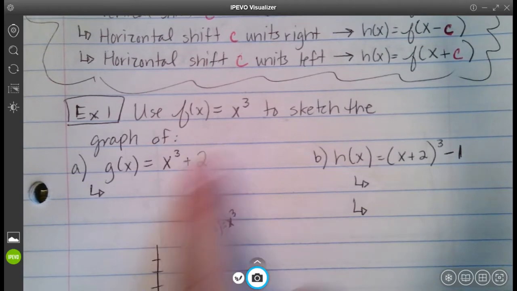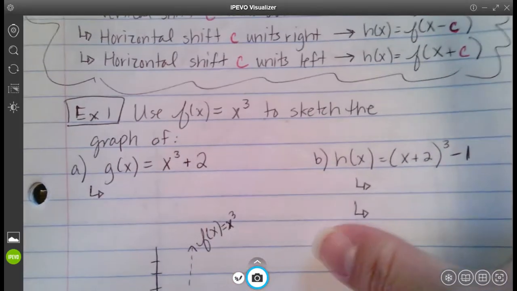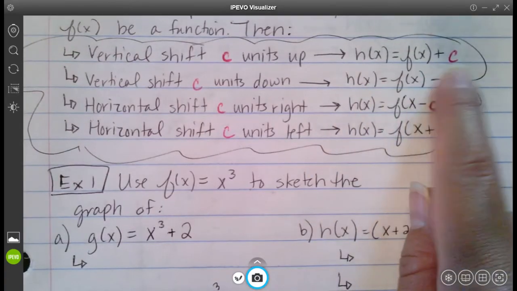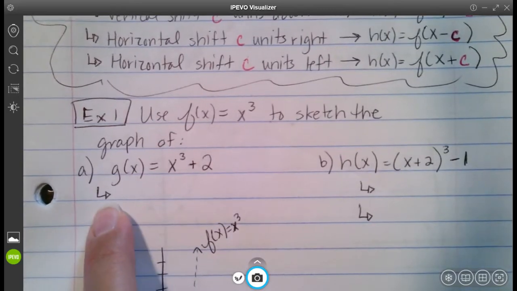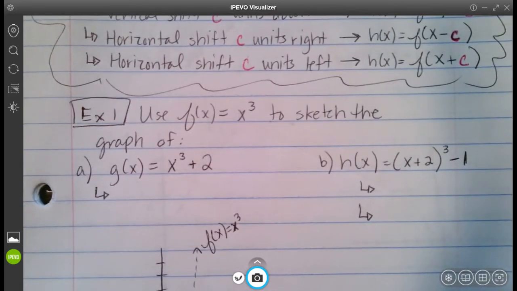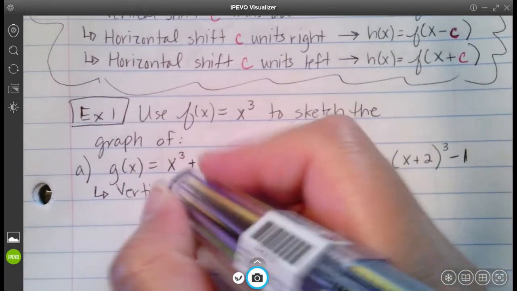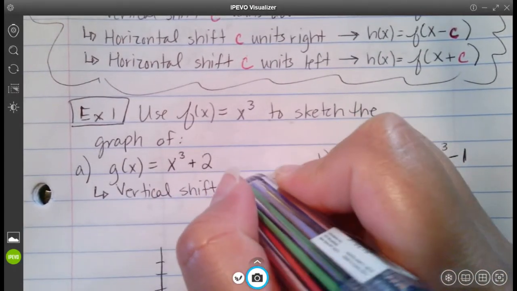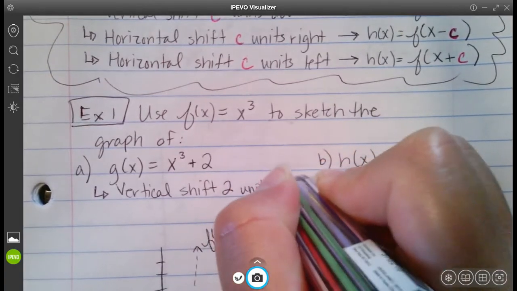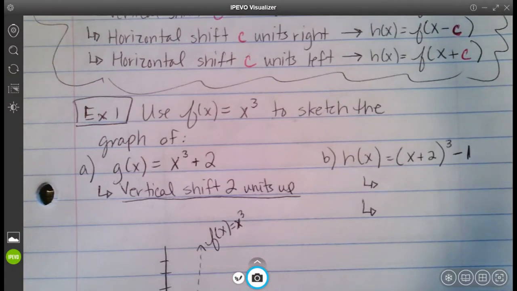So what this means is that we're going to take this function and move it 2 units up, because plus 2 falls under plus something. So it would be 2 units up. Before I even attempt the graph, I'm going to put that transformation right here. I'm going to write down it's a vertical shift, 2 units up. So we do want to identify what it does verbally. Verbally, it's that it's going to move up by 2 units.